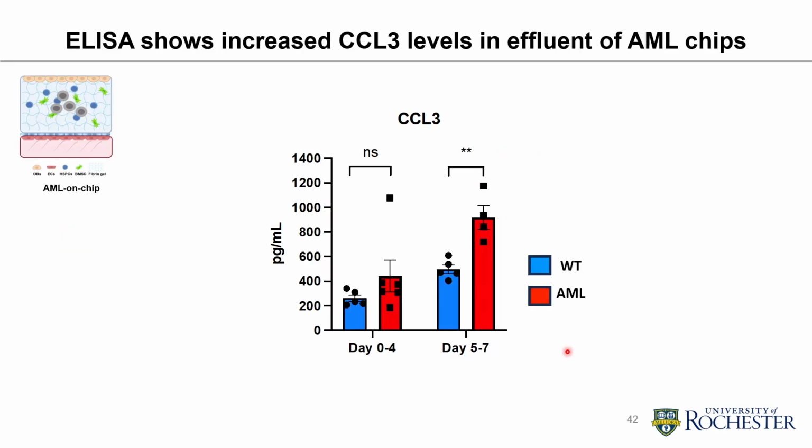Another output that we looked at is CCL3 levels in the effluent of the AML chip. As Carly mentioned before, we can take the effluent easily from the reservoir of these chips. From this experiment, I took effluent from day 0 to day 4, so they're combined, and then day 5 to day 7. And as you can see in this graph, there's a significant elevation of CCL3 in our AML chip. I'll tell you why this is important later.